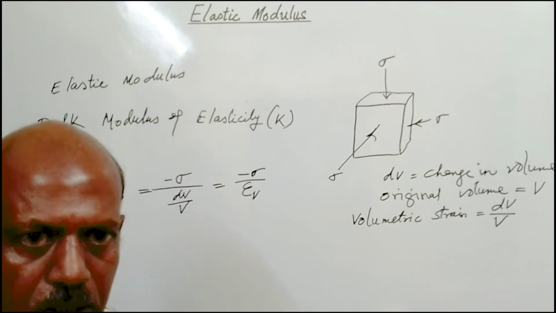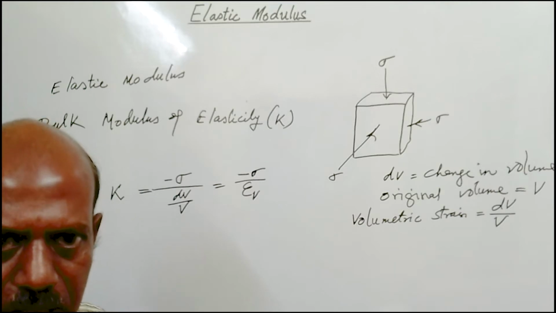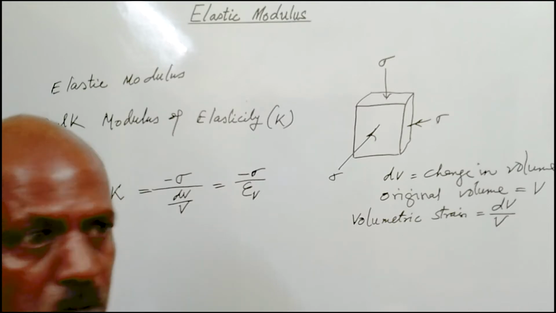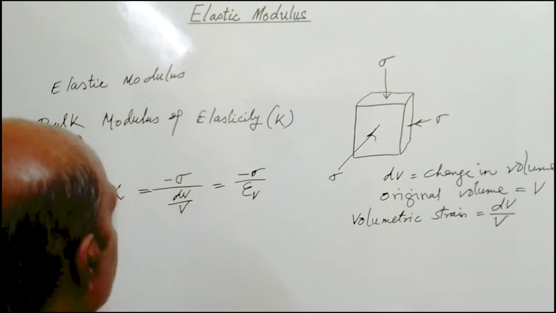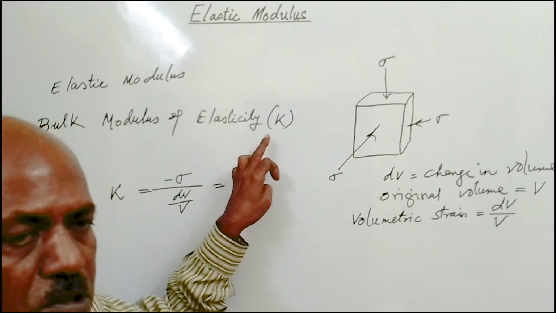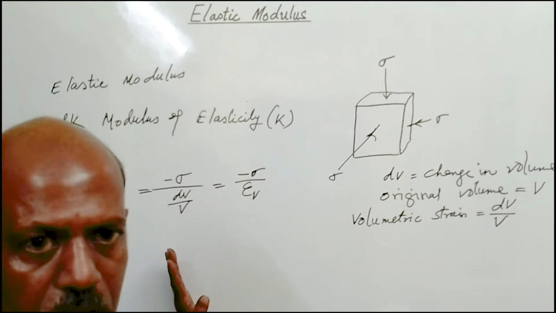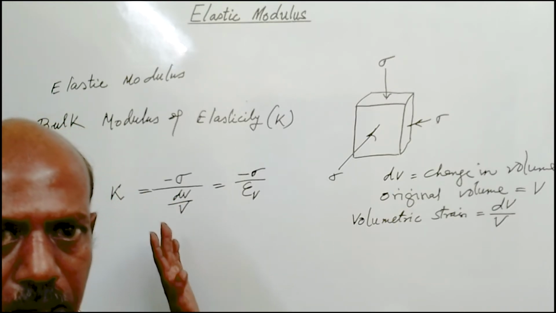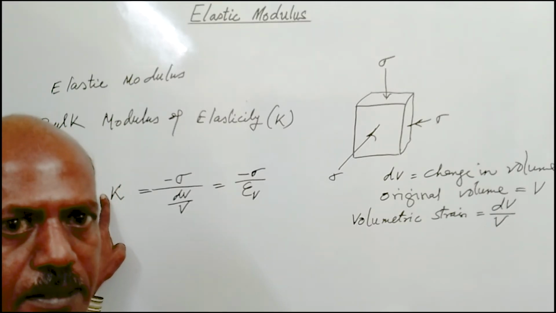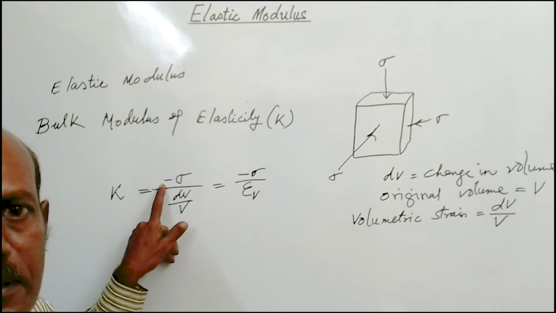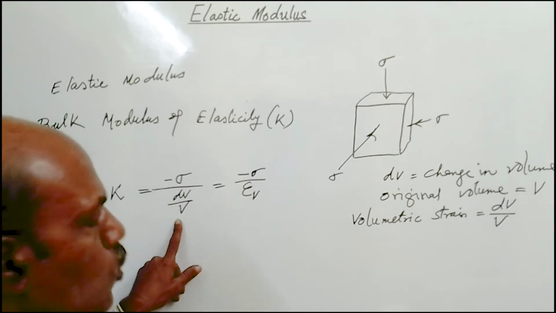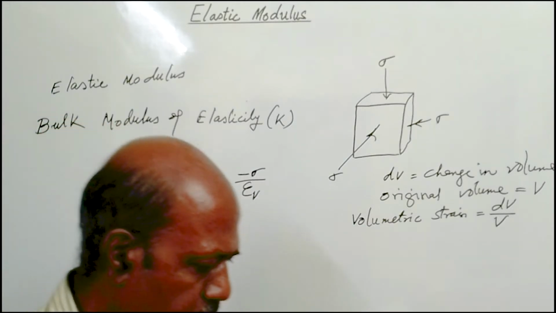E is Young's modulus of elasticity, where stress and strain are direct stress and strain acting over the body. Then, when shear stress is acting over the body, that is the shear modulus of elasticity G, and G is given by tau by gamma, shear stress to shear strain. And K is the bulk modulus of elasticity, that is given by the ratio of uniform stress intensity to the volumetric strain.